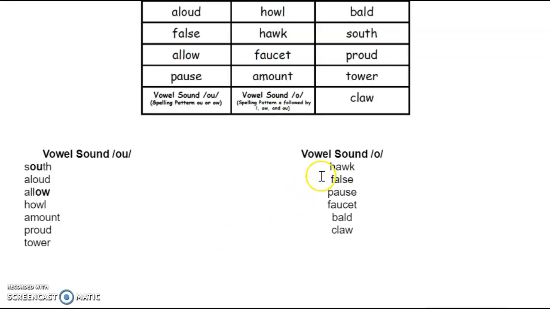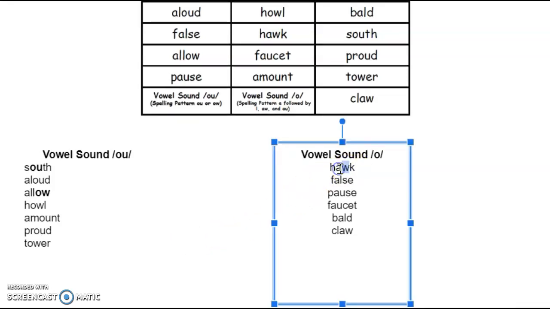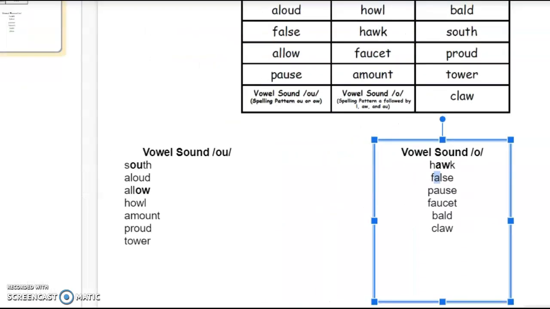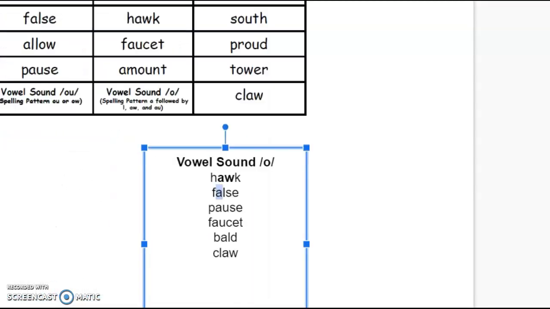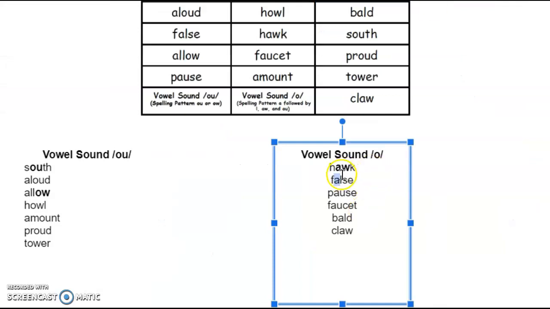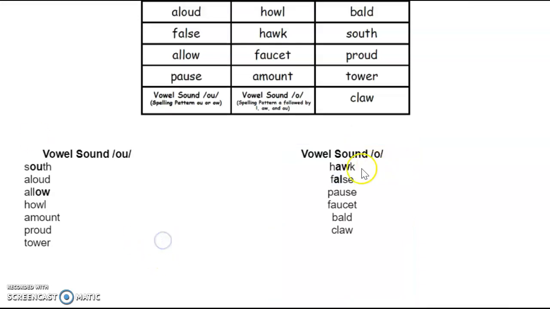One more thing, I realized I forgot to talk about the spelling patterns of the ah sound. So if you notice in hawk, it's spelled A-W. False is spelled with just an A. But if you look, what consonant comes after that A? The L. So A followed by consonant L makes that ah sound in false.